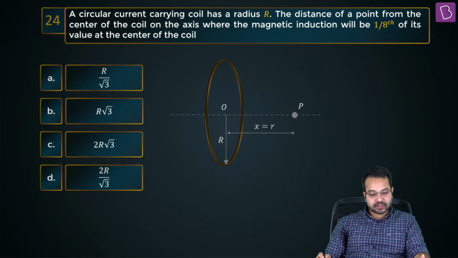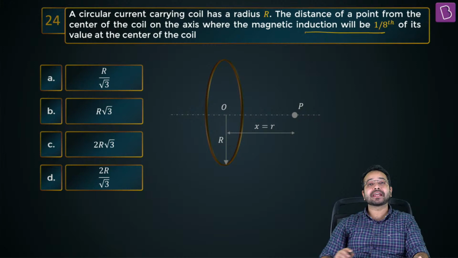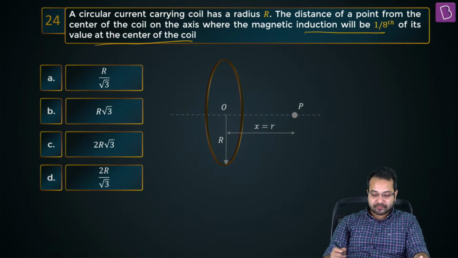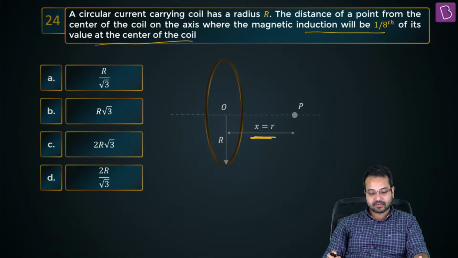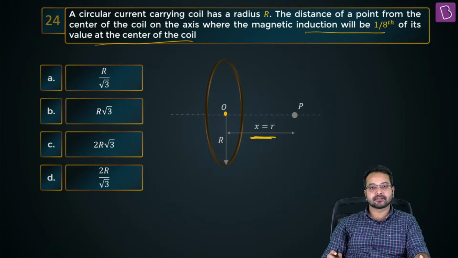Next, a circular current carrying coil has a radius r. The distance of a point from the center of a coil on the axis where the magnetic induction will be 1/8 of its value at the center of the coil. Okay, so we have to find out at what value of x, which is the distance from the center along the axis, the magnetic field is going to be 1/8 of the magnetic field at this center.